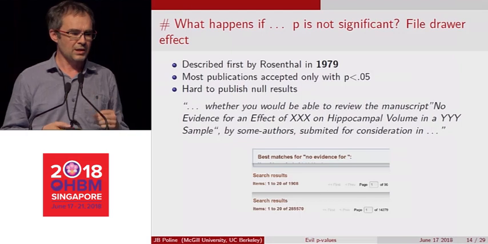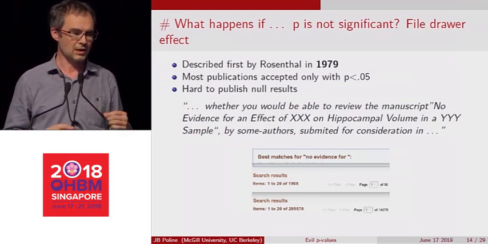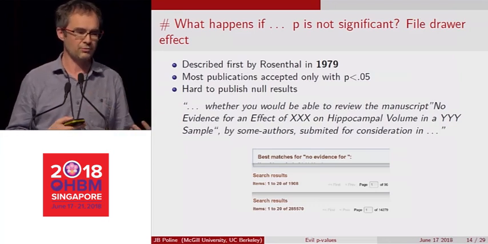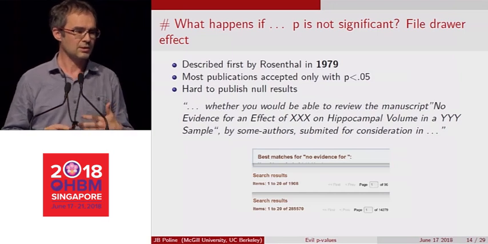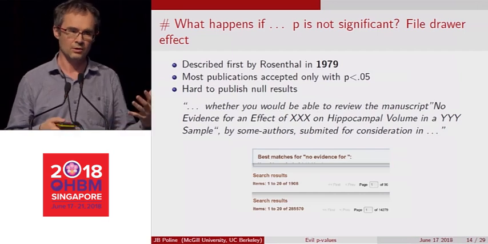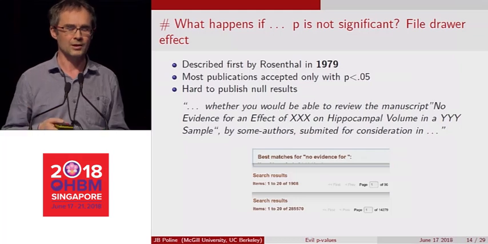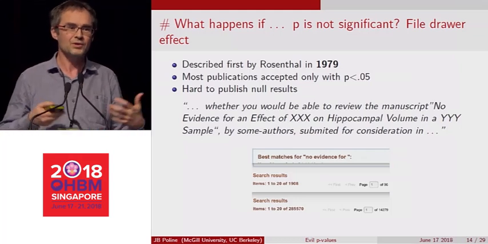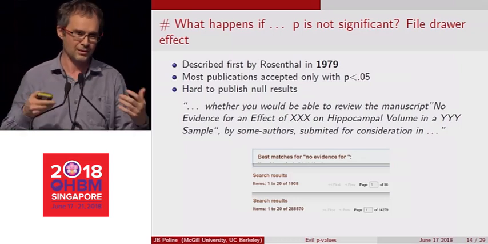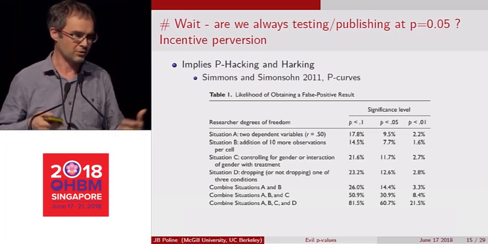What happens if P is not significant? The file drawer effect, described by Rosenthal in 1979, so a long time ago. Most publications are only accepted if P is less than 0.05. It's hard to publish null results, and so on. If you do a little search on PubMed, you'll see that the number of papers reporting no evidence for something is maybe 2,000, while the number reporting evidence for something is like 300,050 or something like that. So it's a ratio of 1 to 500.